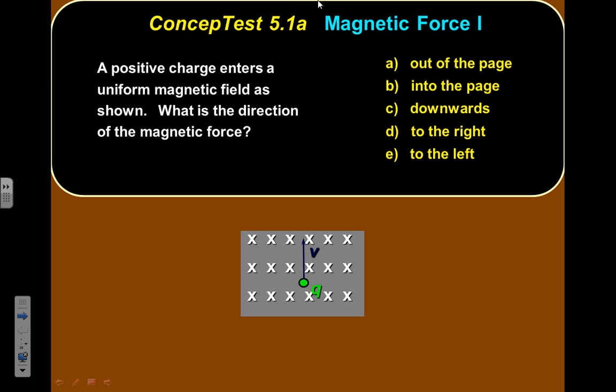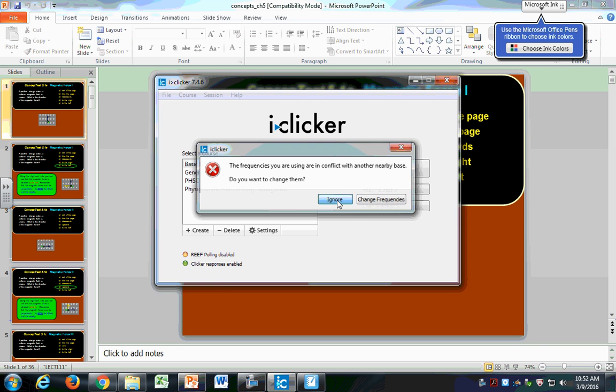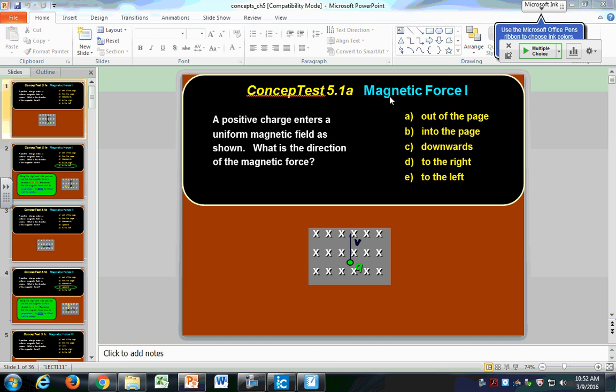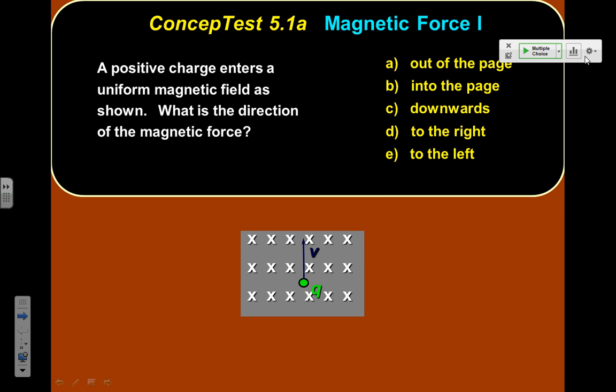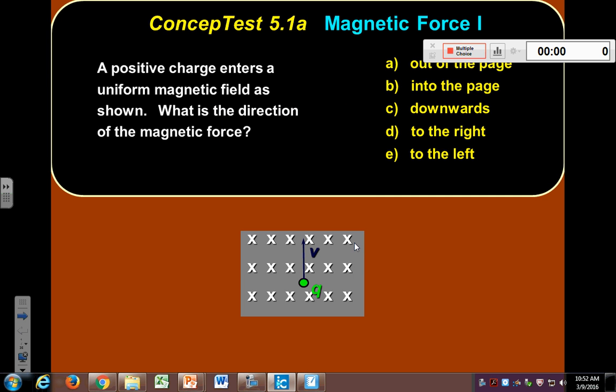Okay, so here I have a positive charge that enters a magnetic field as shown. What is the direction of the magnetic force? So my positive charge is moving up, my magnetic field is into the page. What is the direction of the magnetic force?